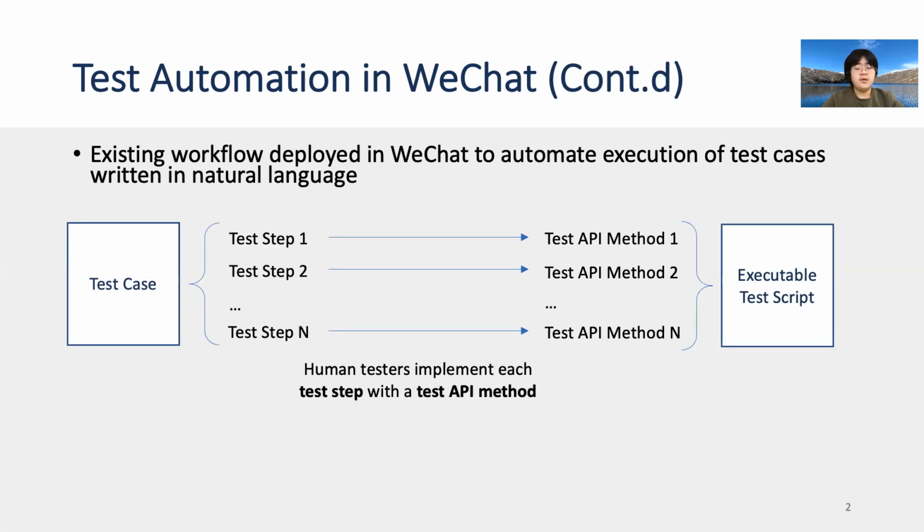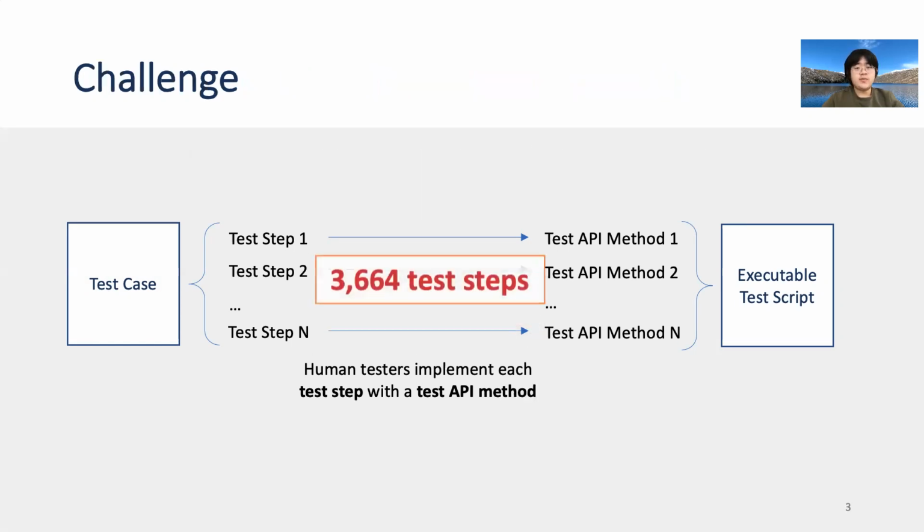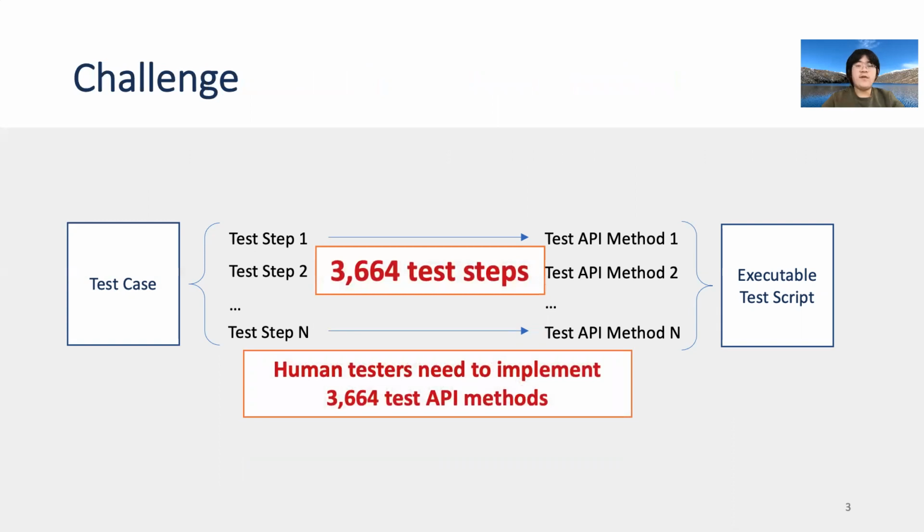An example of a test step is a sentence that reads "user confirms". The corresponding test API method is shown here. The method implementation uses a UI testing package to finish the required UI actions. The main challenge of this workflow is that for a large mobile app like WeChat, we have over 3,000 test steps. Therefore, human testers need to implement over 3,000 test API methods, which is a huge burden.